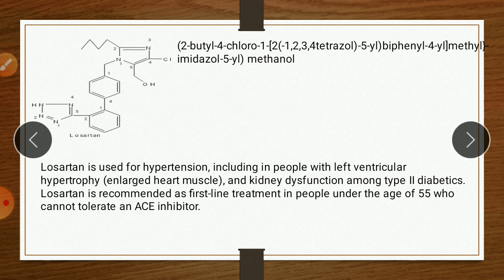Uses: losartan is used for hypertension, including in people with left ventricular hypertrophy, that is enlarged heart muscle, and kidney dysfunction among type 2 diabetics. Losartan is recommended as first-line treatment in people under the age of 55 who cannot tolerate ACE inhibitors.